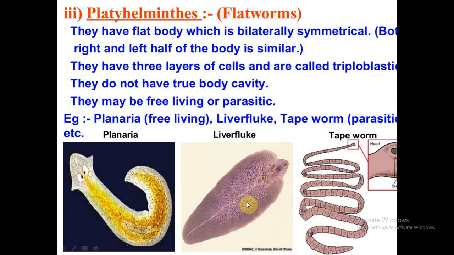Now their habitat, their living nature: they can be free living or they can be parasites, meaning they can survive on their own or they may be dependent on some other animal for their survival. Parasites are those which are dependent on some other animal for their survival. That's why they have both types of habitat. The examples are planaria, which is free living, then liver fluke, and tapeworm. Tapeworm is parasitic. So all these are examples of platyhelminthes.